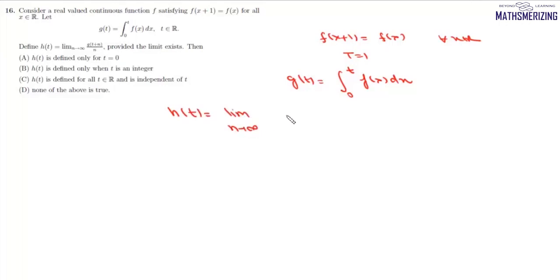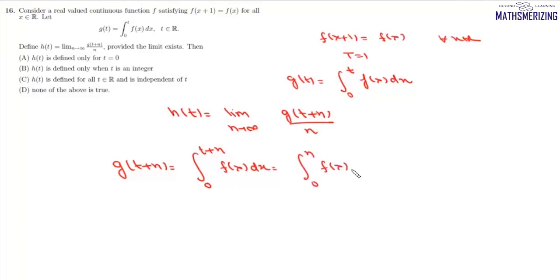n tends to infinity of (g(t + n))/n. Now if we look at g(t + n), it will be nothing but the integral from 0 to t + n of f(x) dx. Now we can write this as the integral from 0 to n of f(x) dx plus the integral from n to n + t of f(x) dx.